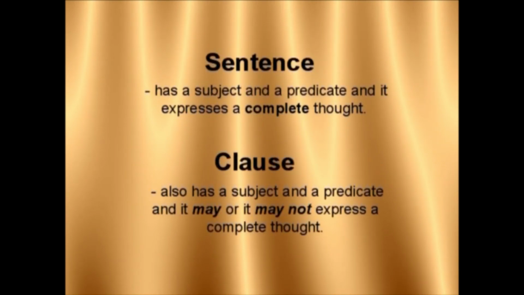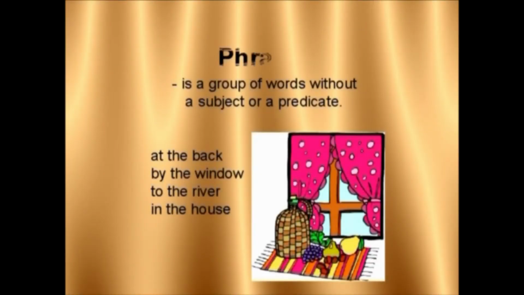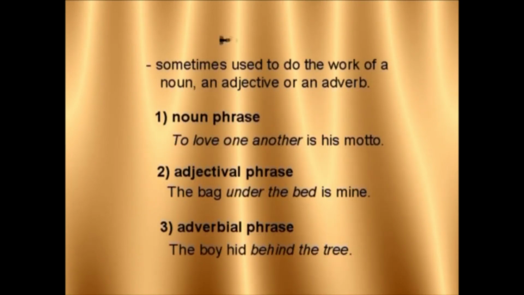Now, how do you differentiate a sentence from a clause or a phrase? A sentence has a subject and a predicate, and it expresses a complete thought. A clause also has a subject and a predicate, and it may or may not express a complete thought. A phrase is a group of words without a subject or a predicate. Examples of phrases are: at the back, by the window, to the river, in the house. A phrase is sometimes used to do the work of a noun, an adjective, or an adverb.